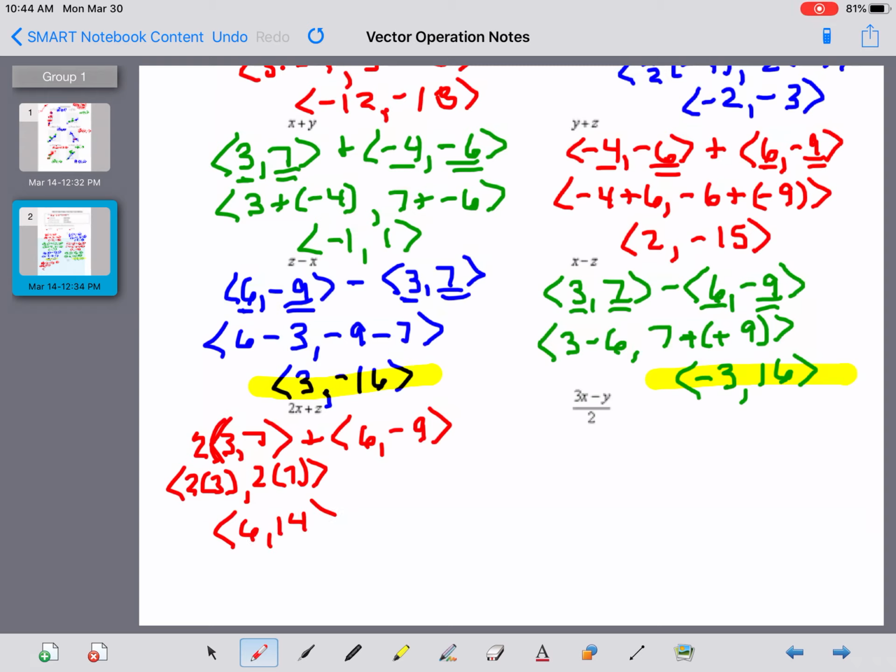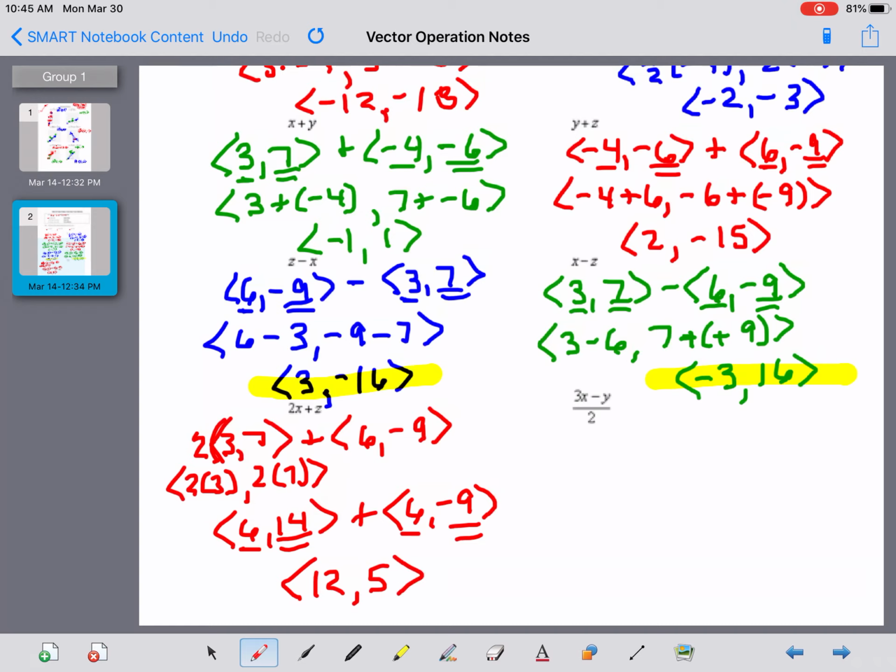And then I'm going to add it to my 6, -9. So again, joining those horizontals first, I'm going to skip a little bit of my work here. 6 plus 6 there gives me a 12. And then the verticals, 14 plus -9 will make 5. And I get a resultant vector of 12, 5.